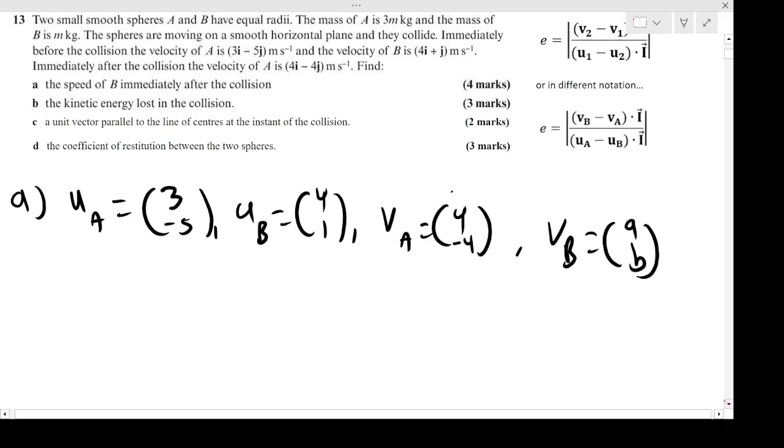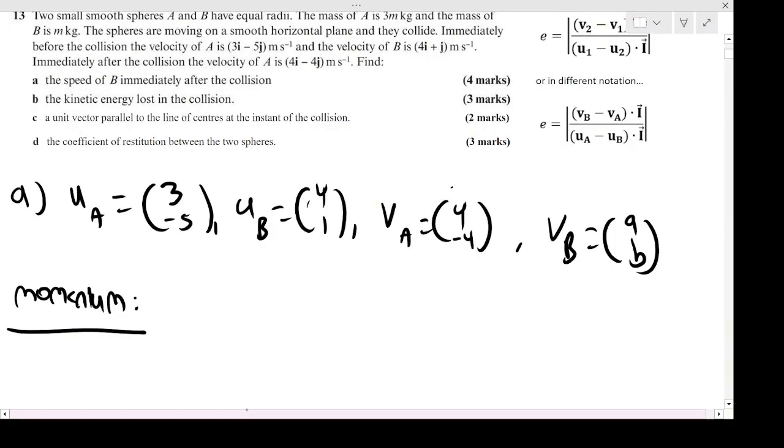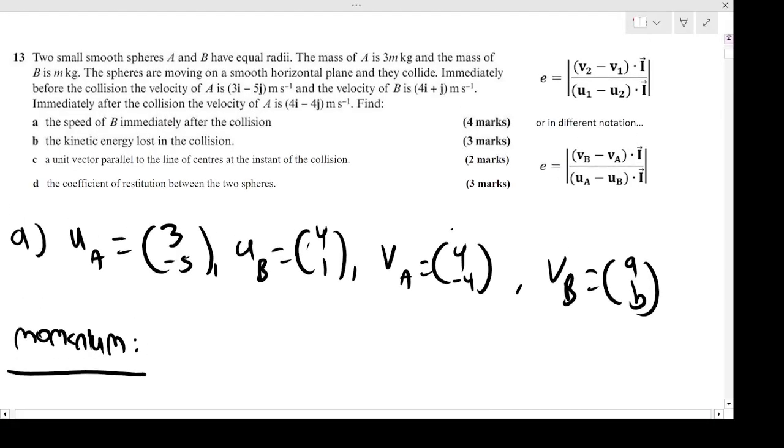So I'm still going to do momentum. Okay, so I can't do anything else. So I'm going to do momentum. And now, because as I said, all the components are changing here, I'm going to apply momentum to all the vectors as a whole. Okay, so firstly for A, the mass is 3m. So it's going to be 3m lots of the velocity UA, okay, which is 3, minus 5. So I'm just going to use the whole velocity, right? Then for B, the mass is m, so it's going to be m lots of UB, which is 4, 1, right?